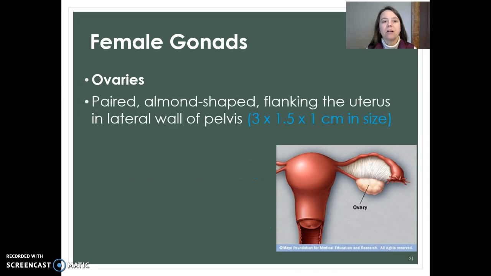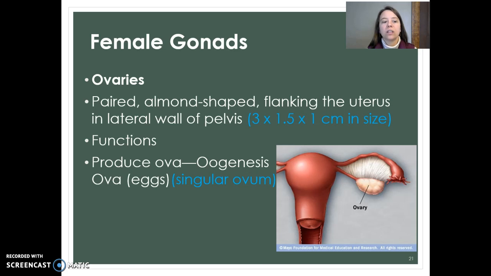They are a pair of almond-shaped organs flanking the uterus on the lateral wall of the pelvis, and they are each about 3 centimeters by 1.5 centimeters by 1 centimeter in size. And as you can see in the picture, there is the ovary here, and it is on each side of the uterus.